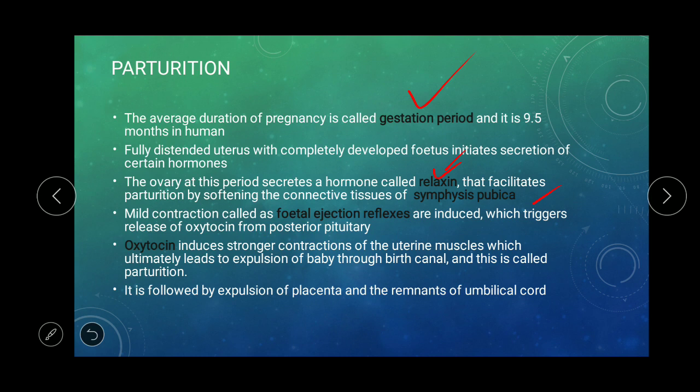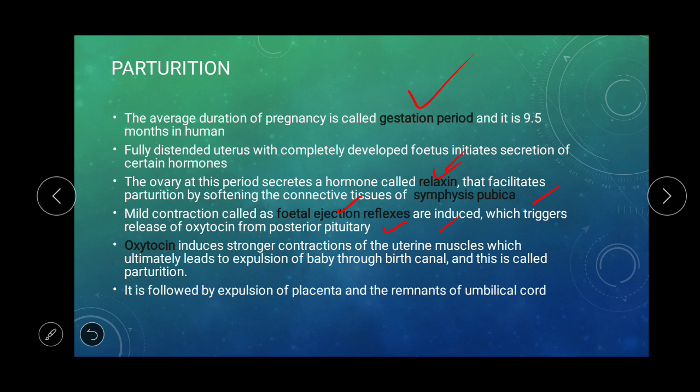Why is this called the fetal ejection reflex? Because these reflexes lead to expulsion of the fetus from the female body. So under the influence of relaxin, fetal ejection reflexes are induced, which trigger the release of oxytocin from the posterior pituitary. Actually, the posterior pituitary only releases oxytocin, but the hypothalamus actually synthesizes the oxytocin.